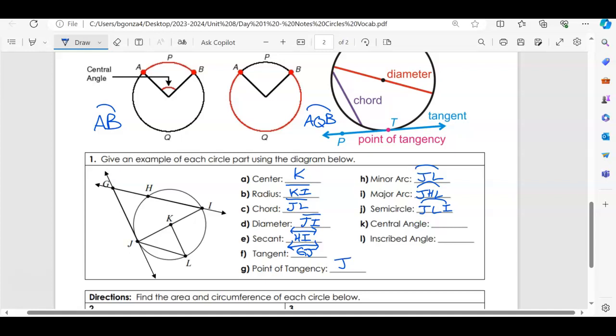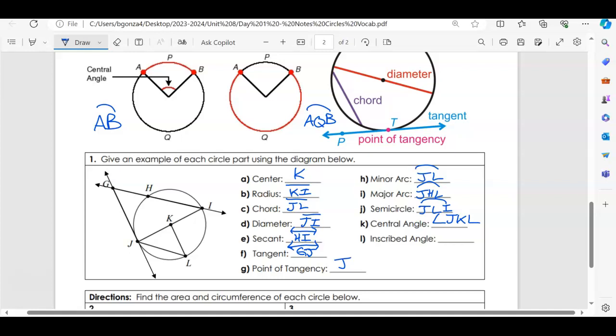So J to K, could be I, but let's try J to K to L. That could make an angle, right? J, K, L, isn't that a central angle? Angle in the center. Cool. So that works. So you have to put an angle sign, JKL. There's more than one central angle here. I could have also done IKL. That's a central angle, right? Any 3 letters that have the center in the center.